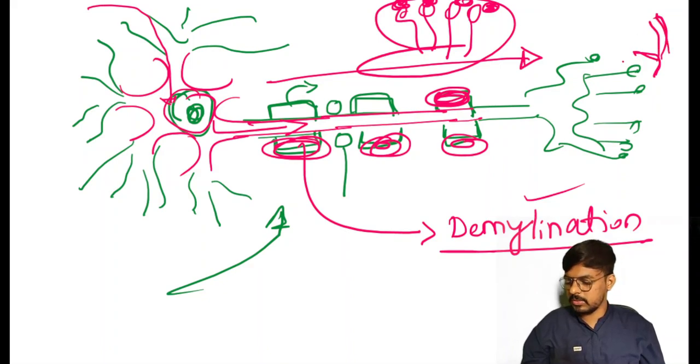So that is what we call the synapse. Yes, the synapse is the gap between the two nerve junctions. Okay, that is the synapse.